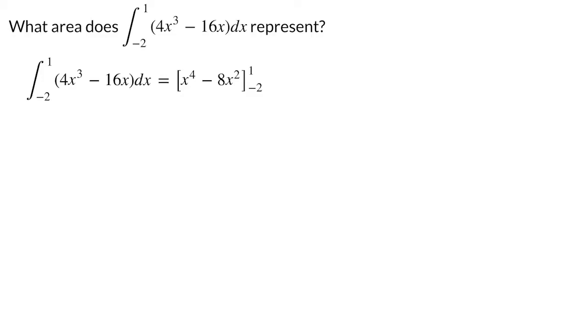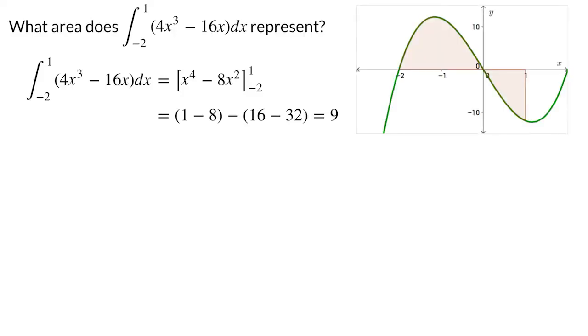The antiderivative is x to the 4 minus 8x squared. We evaluate it at 1 and -2 and take the difference. The number we get for our answer is 9. To see what this 9 represents in terms of area, let's plot the graph of the function. In between -2 and 1, the function is both positive and negative. It is positive from -2 to 0, and then negative from 0 until the end of our integral at 1.